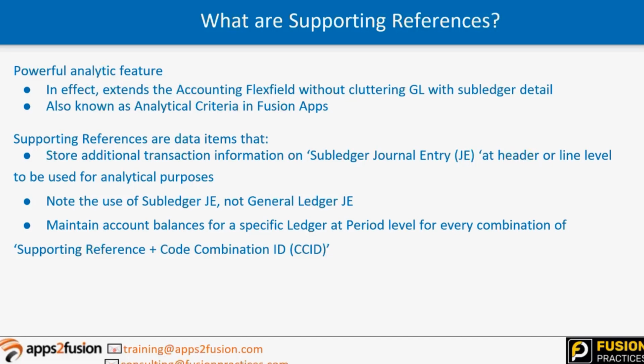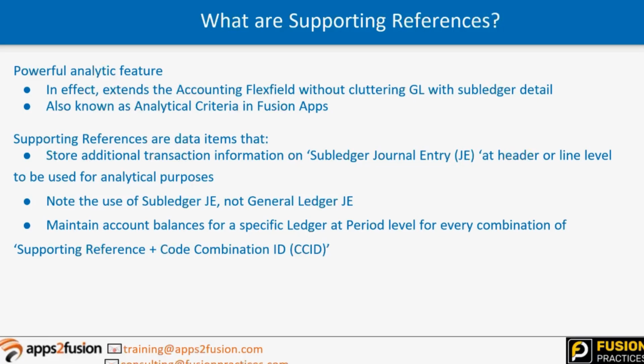With balances, you can create a maximum of 30 supporting references. So you can extend your accounting flexfield without cluttering your GL with detailed subledger source information. You can use these supporting references in your analytics and write those rules. The supporting references are also data items.